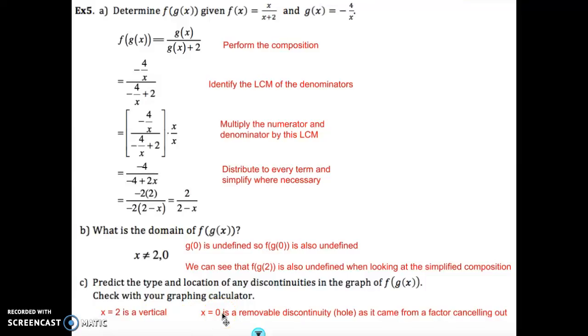Well, hopefully from the previous homework and the previous lesson, you've realized that when we have a cancelling factor, we have something called a removable discontinuity, which is sometimes referred to as a hole. And so at x equals 0, there's going to be a hole. In the last lesson, we asked you to find the coordinates of that hole. The way that you would find them is you take 0 and plug it into this simplified version. So its corresponding y coordinate would be 2 divided by 2 minus 0, which is really 1. So it's going to have a coordinate at x equals 0, y equals 1.